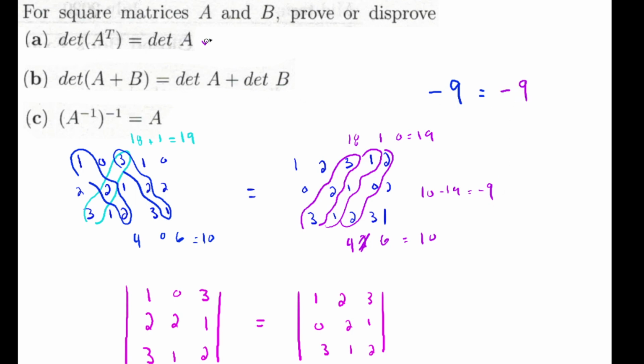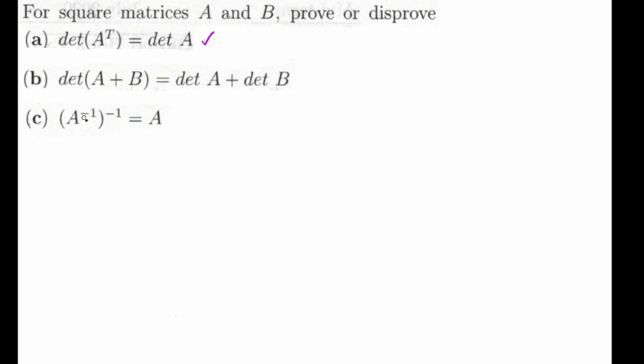So this is true. For letter B, we are given the determinant of A plus B is equal to the determinant of A plus the determinant of B. Let's go ahead and make some random matrices. Here, let's just do a 2 by 2 matrix because it says square matrices. Let's do A as 1, 0, 2, 1. And B is equal to 3, 4, 2, 1.